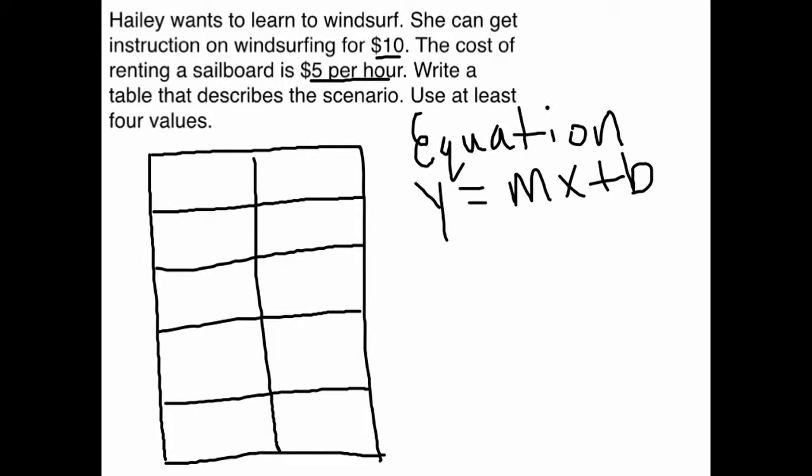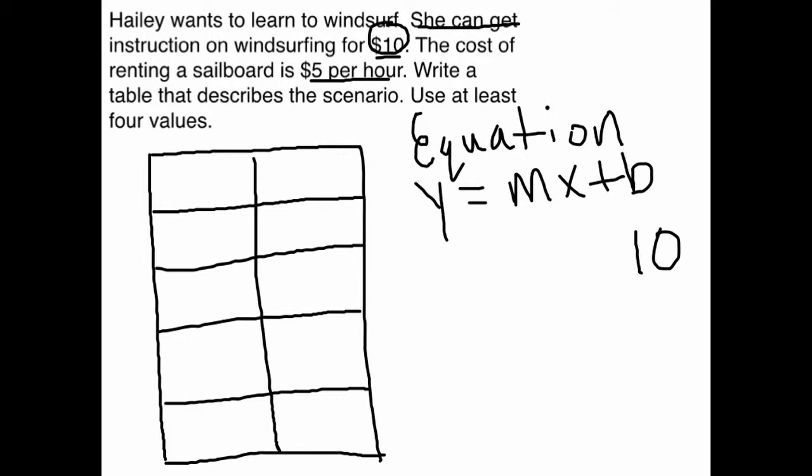Now, let's try to figure out which one of these will be our constant. What I want to figure out is which one is just a one-time thing. Well, if I go back to my problem, it says she can get instruction on windsurfing for $10. That $10 is going to be a one-time fee. She absolutely has to pay at least $10. So 10 is going to end up being my constant.